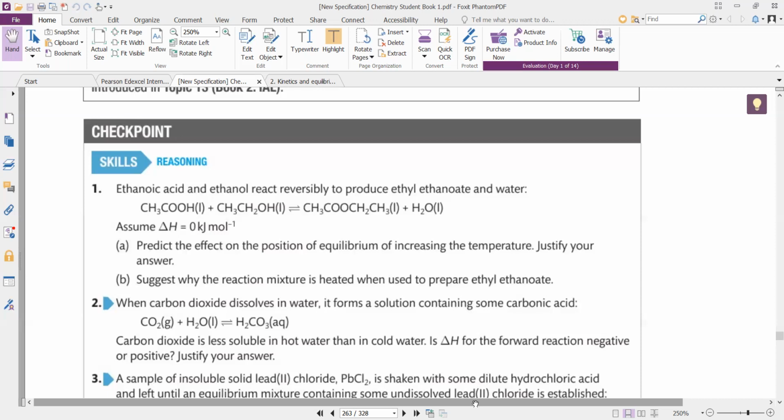Amagi, what is the answer for part A? Predict the effect on position of equilibrium of an increase in the temperature and justify your answer. What do you think? There is no effect. No change. Yes, very good. Because delta H is 0. Therefore, temperature has no effect.